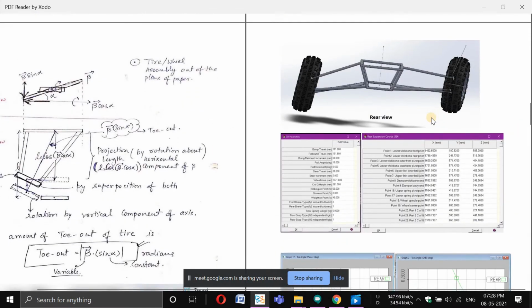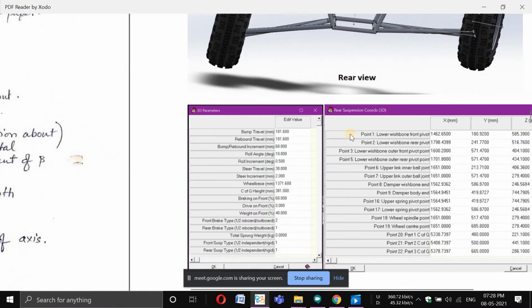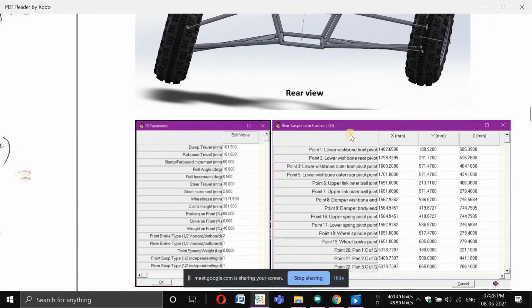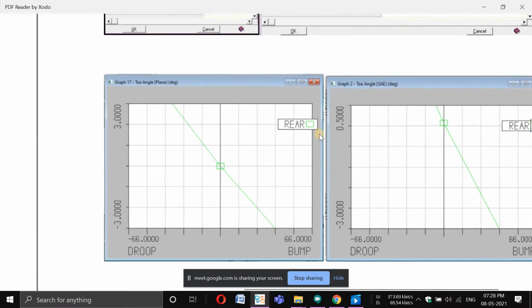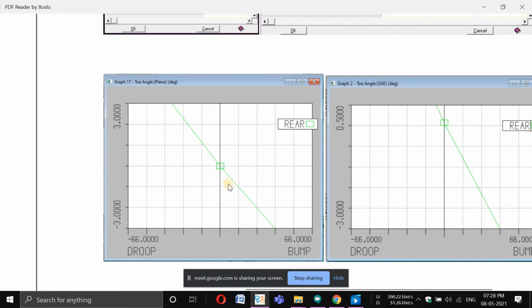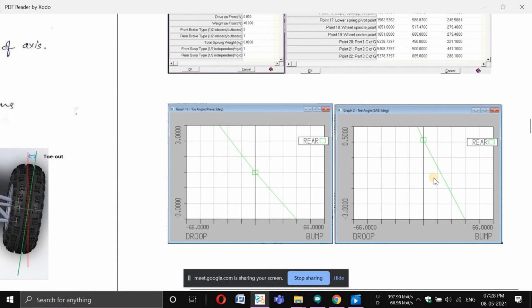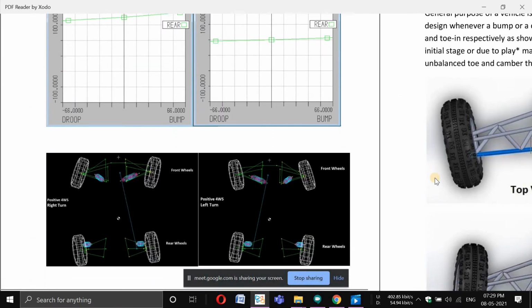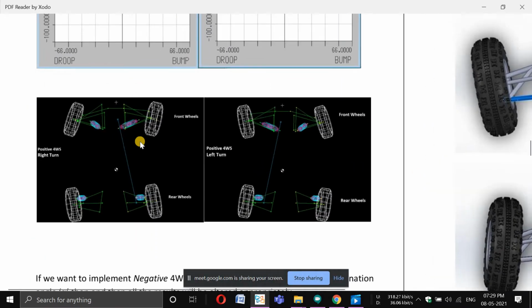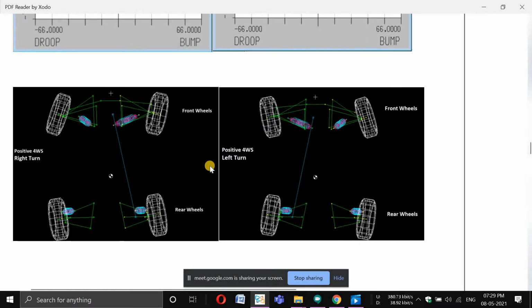Then sir, to simulate this, I have used the hard points from SolidWorks in suspension analysis software, where we could generate these graphs. This is the toe angle graph: if there is bump, the toe is negative, and if there is droop, the toe is positive. This is not for the right wheel, this is I think for the left wheel, which is opposite to ours. So I think I should have changed that. And yes sir, these graphs were generated, and this was the overall result when I simulated this.